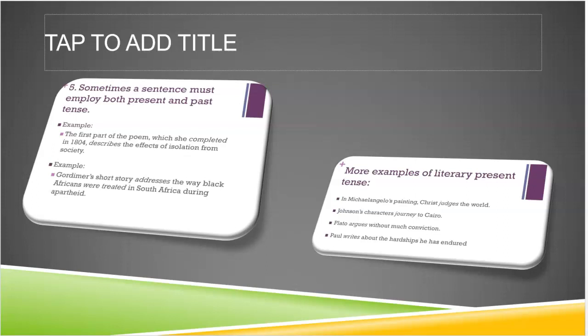All right. In the image on the right, we have some examples of just plain literary present tense, and notice how these things apply to other creative works like paintings, as well as other works that are more text-based in terms of short stories, plays, and novels. In Michelangelo's painting, Christ judges the world. Johnson's characters journey to Cairo. Plato argues without much conviction. And Paul writes about the hardships he has endured. All of those are examples of literary present tense.